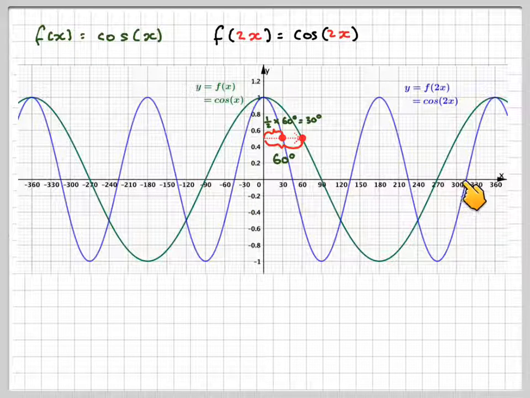Let's take this point here, which is 300. Half of 300 is 150, so that point moves to there. That's what happens when you do a stretch parallel to the x-axis, when it says 2 here. Okay, so the answer is cos 2x.